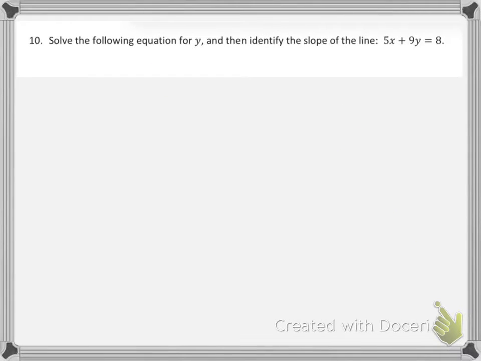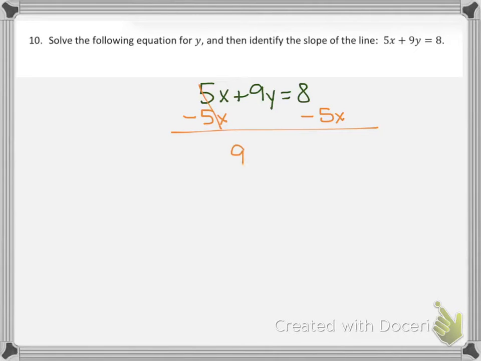Let's try that again. This is number 10. I want y to be all by itself, 5x plus 9y equals 8. And so I'm just going to go about isolating the y. So first I'm going to get rid of this positive 5x with a negative 5x. Those cancel. I get 9y is equal to negative 5x and a positive 8. And then I'm going to multiply by reciprocal to isolate the y. So I'm going to multiply by 1/9. Do that on both sides.